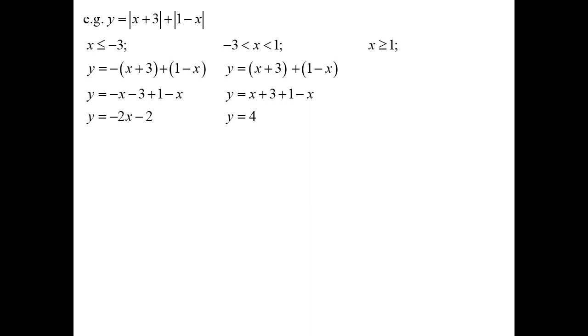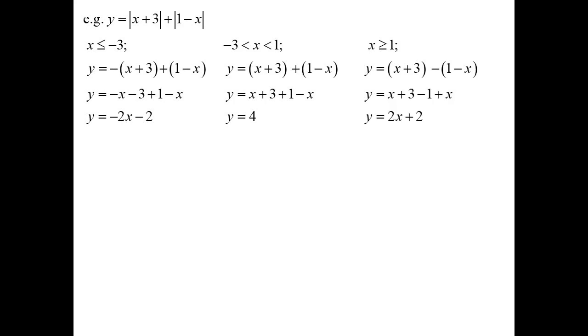Well, what happens now on the right-hand side? A number bigger than 1. Go on, give me a number bigger than 1. Oh, so creative. Okay, 2. Put it in the first one. 2 plus 3 is 5. That's positive. So it's going to stay as x plus 3. Put it into the second one. 1 minus 2 is -1. So it's negative. So it's going to be minus 1 minus x. Add those together and I get the line y equals 2x plus 2.